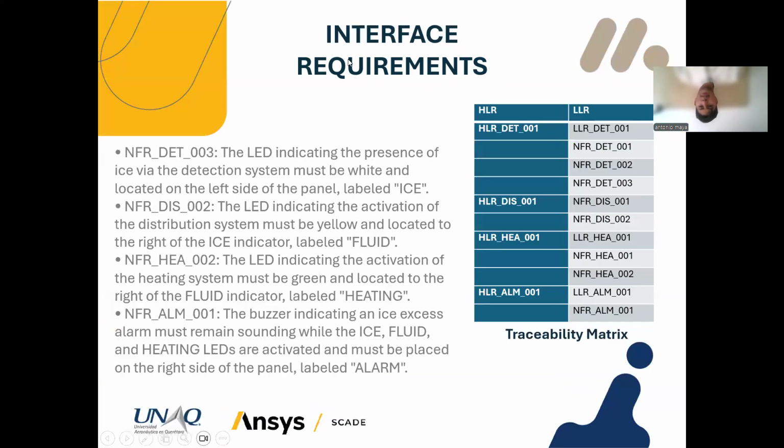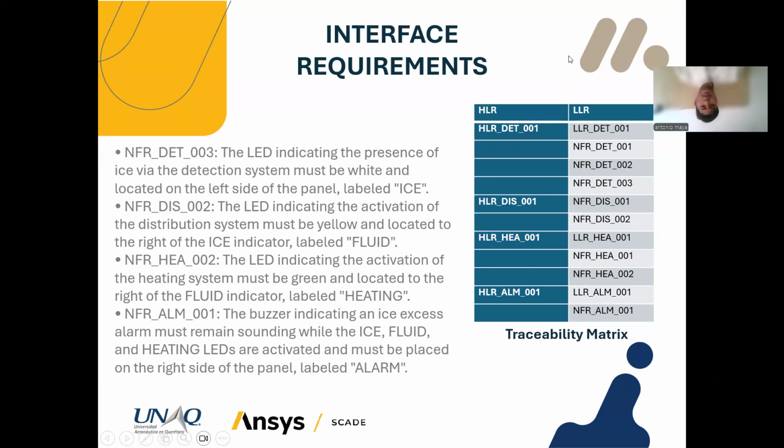So what are the interface requirements? These are basically only the colors and the names of the labels. The first one is white, then yellow, green, and red. Where is red? Yeah, I changed this alarm because I didn't have a buzzer at home. So I changed it to a red LED, but I didn't change the interface requirements. And also the names: ice label, fluid label, heating system, and the alarm system.